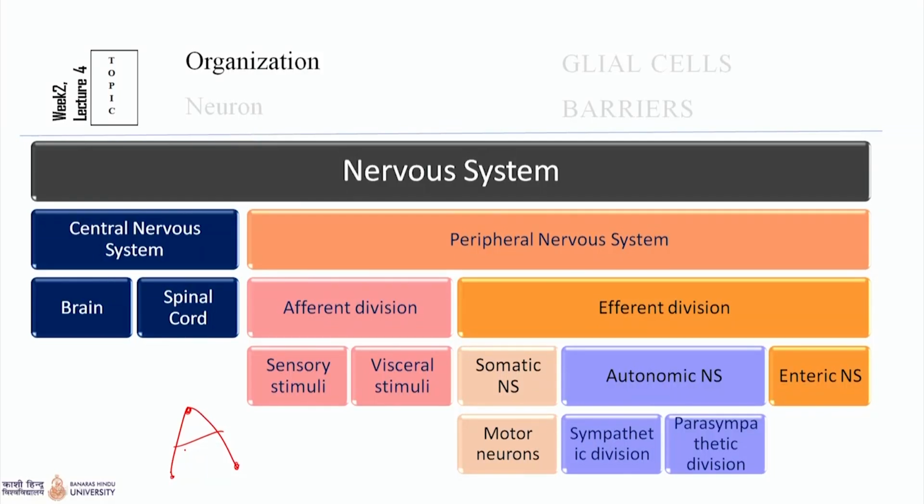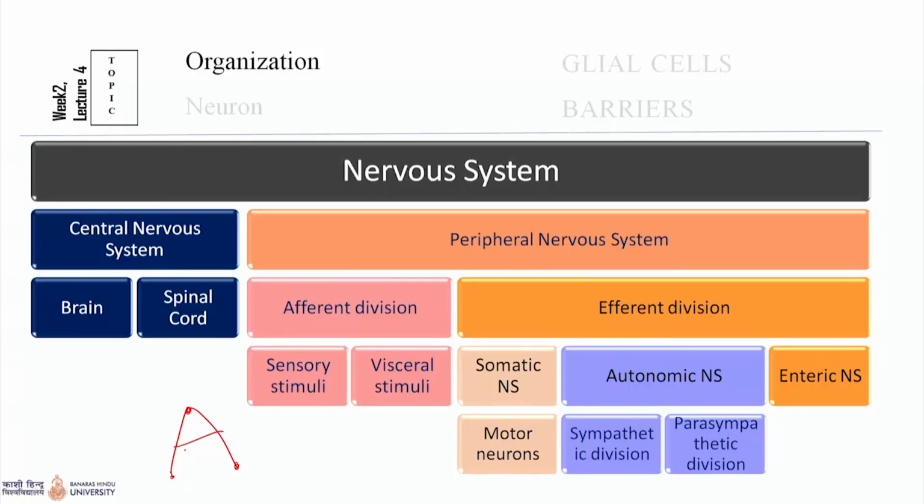So whenever you see afferent, it is related with the sensory information or the sensory neurons, whereas the opposite is efferent, which sends the signal to the periphery from the top, that means from the centers.